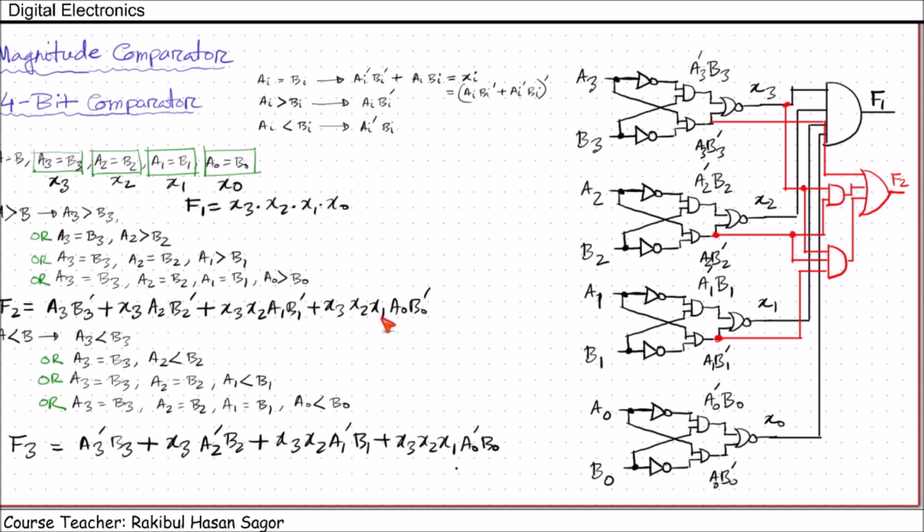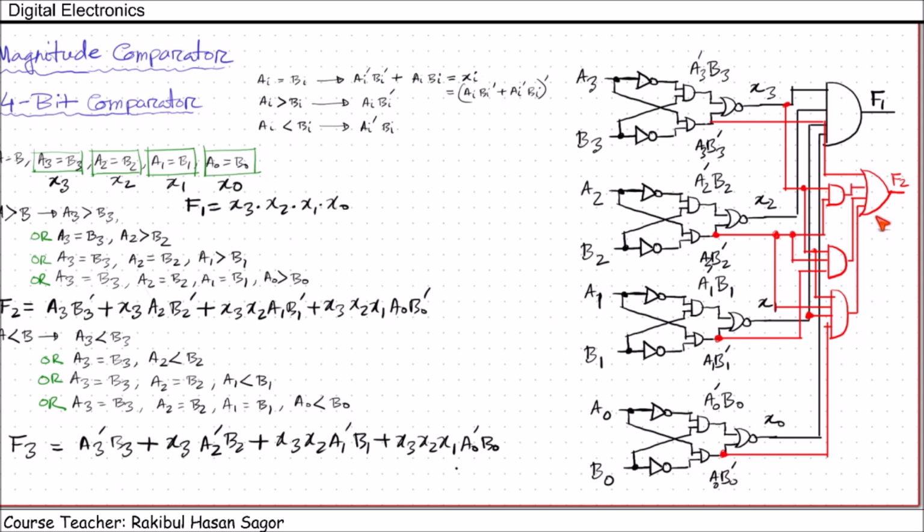Next, X3, X2, X1, A0, B0 prime. We need to use another AND gate. One input will come from X3. Another input will come from X2. Another input will come from X1. Finally, another input will come from A0, B0 prime. The output of this AND gate passes through this OR gate. We have figured out the function F2, which will show A is greater than B.